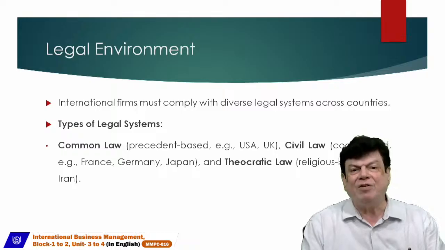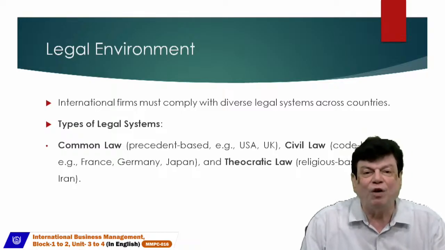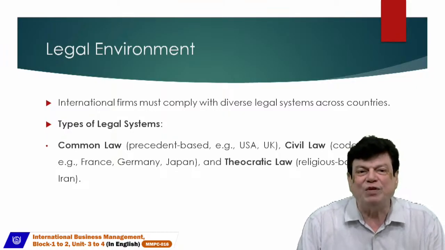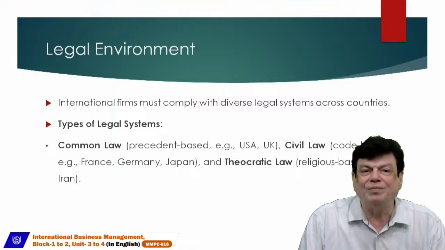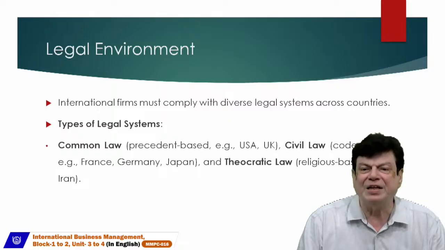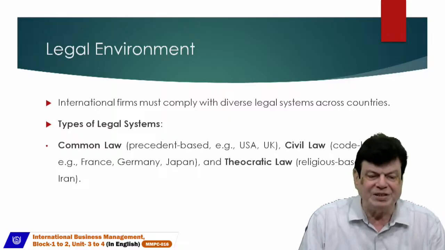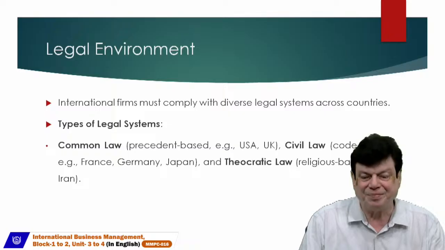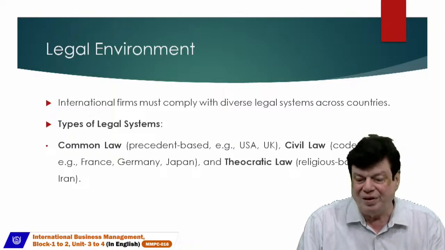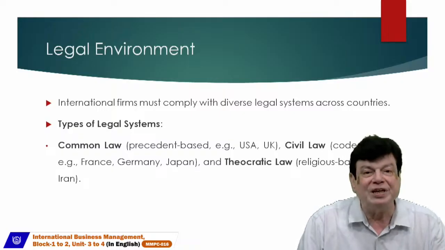Next is legal environment. International firms must comply with diverse legal systems across countries. Types of legal systems are common law, precedent based, followed in USA, UK; civil law, code based, in France, Germany, Japan; and theocratic law, that is religion based, in Iran.